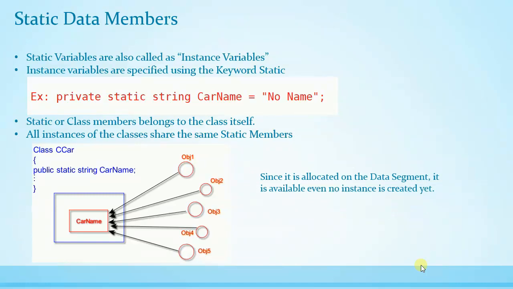All global variables are created in the data segment. Likewise, the static members also get created in the data segment. So we can say it's global with scope given to a class. Alright, we will see this with an example.